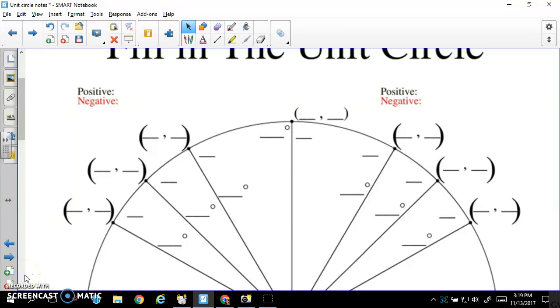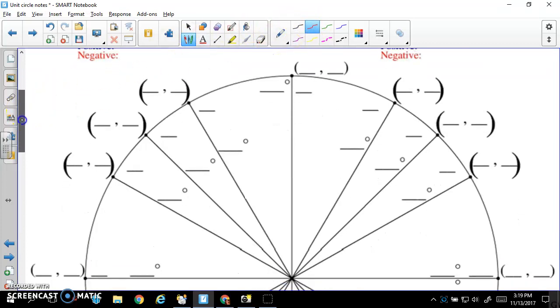Okay, guys, so we're going to do a video on the unit circle. The unit circle seems to be kind of a struggle when you first look at it, but it's really easy when you break it down into really small pieces. So let's talk about the basics of it.